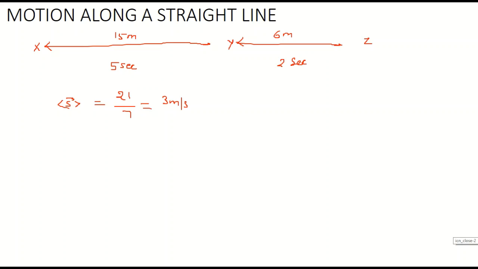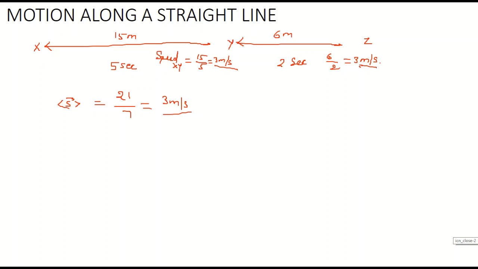But if we calculate the speed of the particle between x and y, then it will be 15 by 5, that is 3 meter per second, and again here it was 6 by 2, that is 3 meter per second. So this was a little bit easier, because its starting speed was 3 and final speed was 3, so the average also came to 3, right?